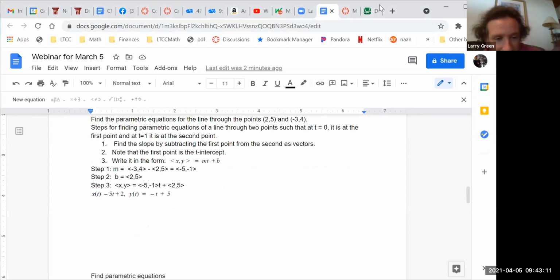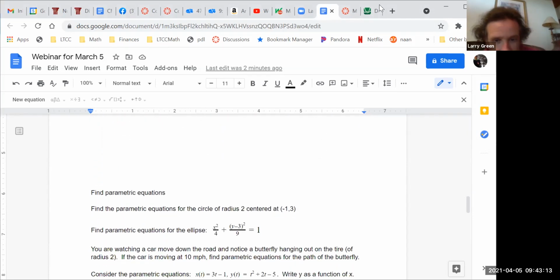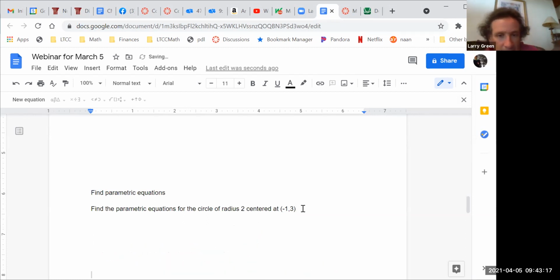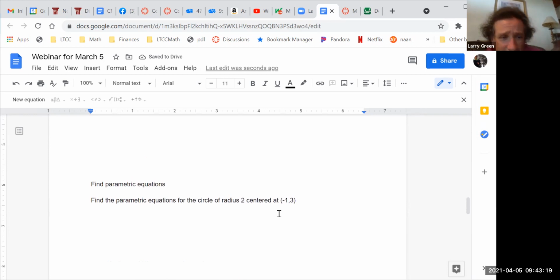Okay, let's do the next example. Okay, so we want to find parametric equations of the circle of radius 2 centered at -1, 3. And that one's a little harder to come up with. It's actually not hard to do if you know how to do it, though.